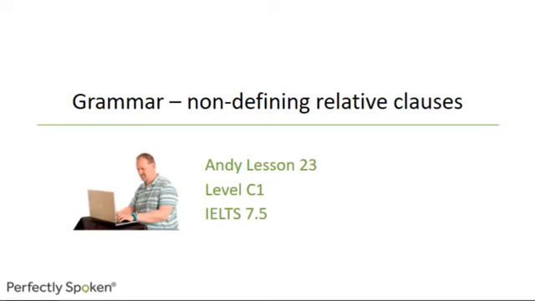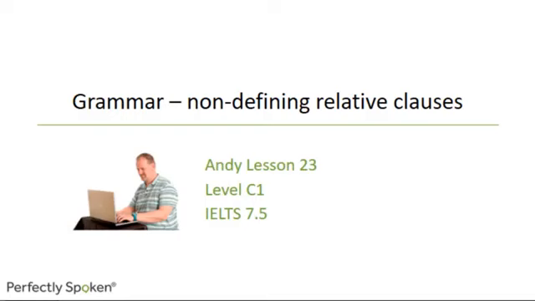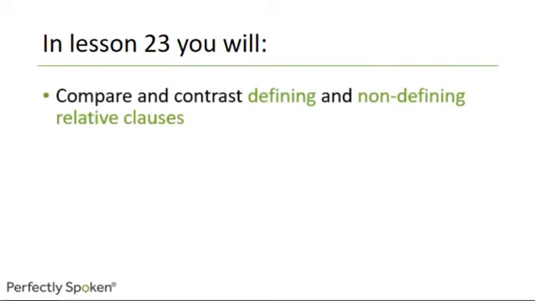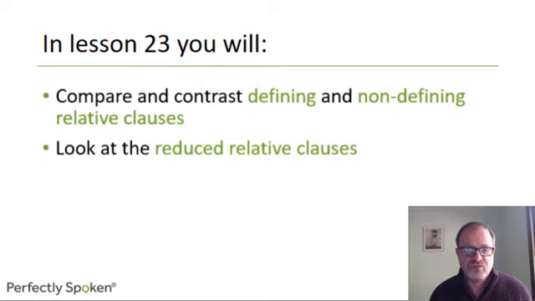In lesson 23, we are going to be looking at non-defining relative clauses. In lesson 21, we looked at defining relative clauses. So in this lesson, we're going to be building on that and looking at the following. Comparing and contrasting defining and non-defining relative clauses. And then we'll also be looking briefly at what we call reduced relative clauses, to make our English writing more concise, etc.